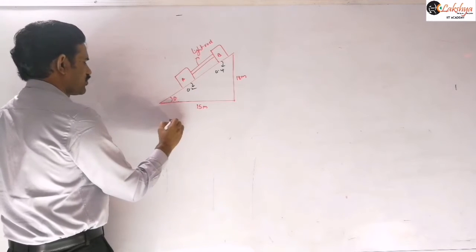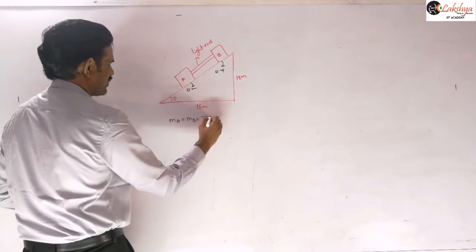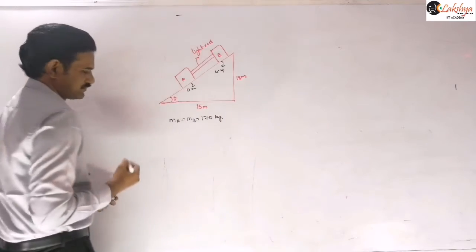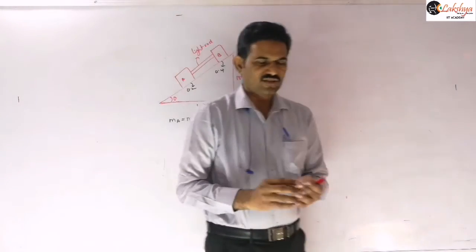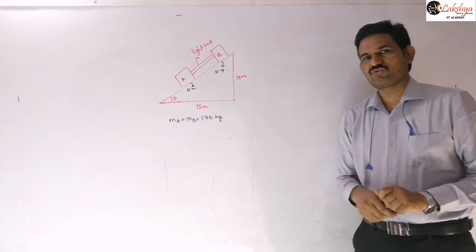And the mass of both the blocks is the same, so MA is equal to MB is equal to some 170 kg I am taking here. So write that, then find the tension in the string. Then find the tension in the rod connecting the two blocks.